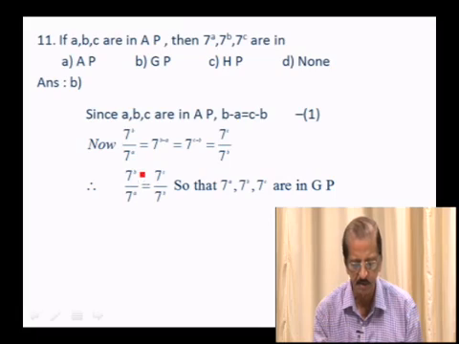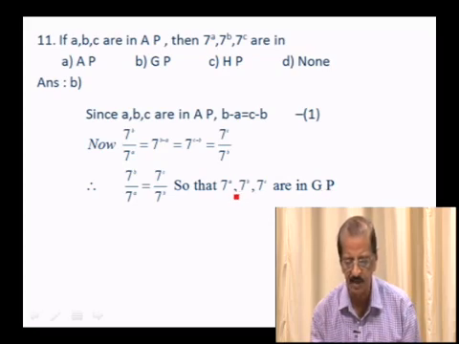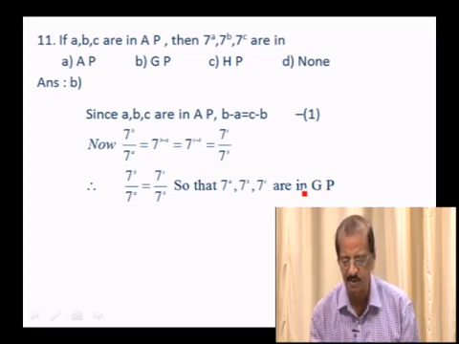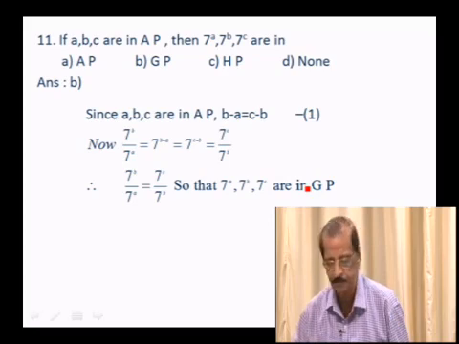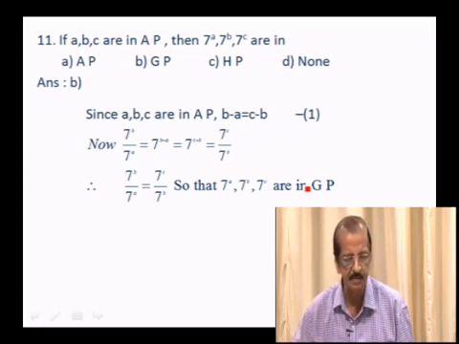So 7 to the power of B over 7 to the power of A must be equal to 7 to the power of C over 7 to the power of B, so that these three are in GP. 7 to the power of A, 7 to the power of B, 7 to the power of C are in GP. So the answer is option B.